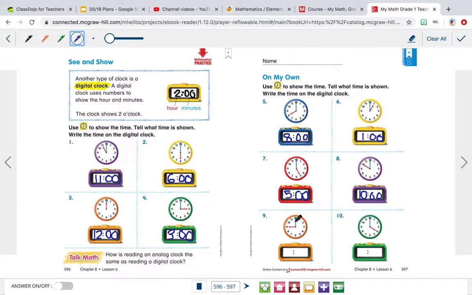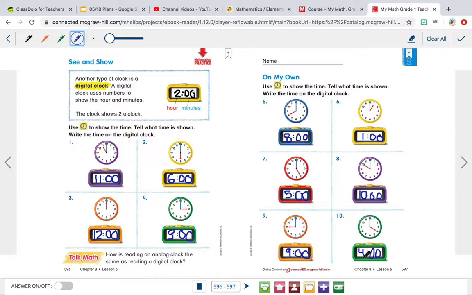Now look at this one. The minute hand is on the 12, so we're going to do 0, 0. And the hour hand is on the 9, so it is 9 o'clock. Now if we look at this, the minute hand is on the 12, so we're going to do 0, 0. And the hour hand is facing a 4, so it is 4 o'clock.